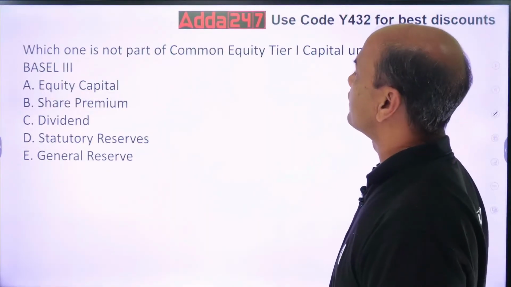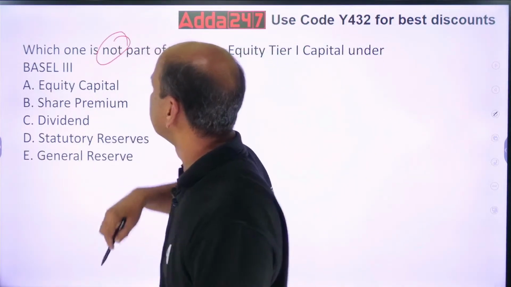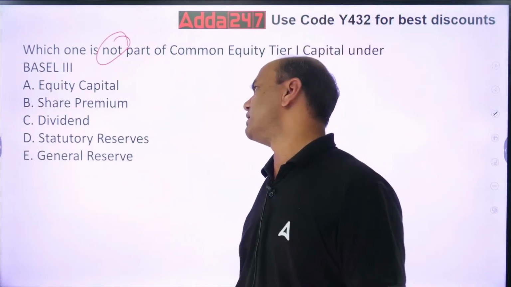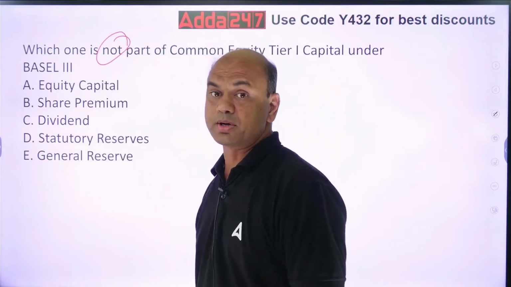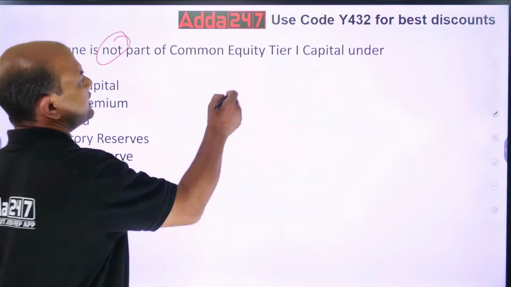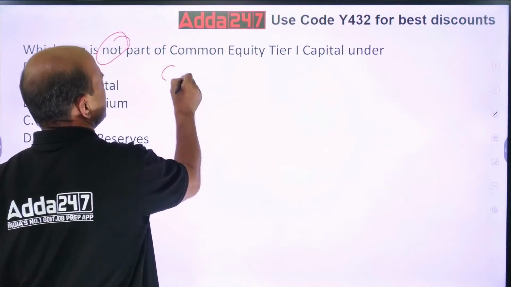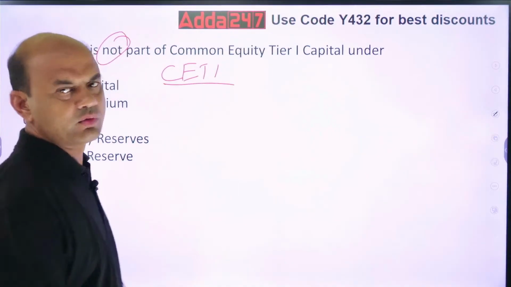Which one is not part of common equity tier 1 capital under Basel II? Kindly note the question, not the part. Equity capital, share premium, dividend, statutory reserves, or general reserves? Pay attention, not the part. Kindly note, what does tier 1 include? CET1, common equity tier 1, will include basically four elements. What are the four elements?